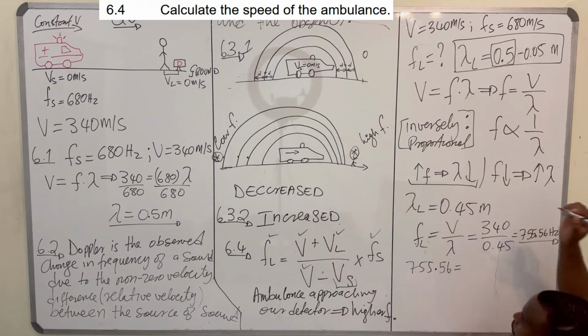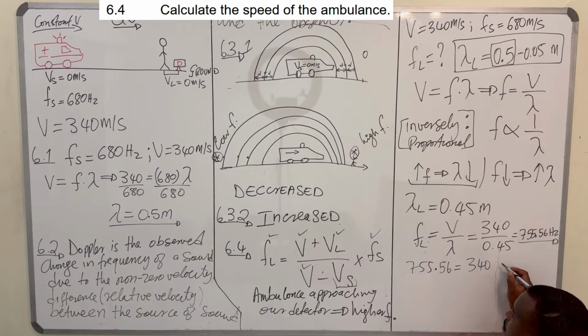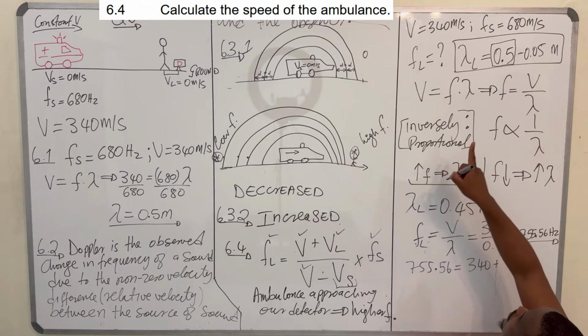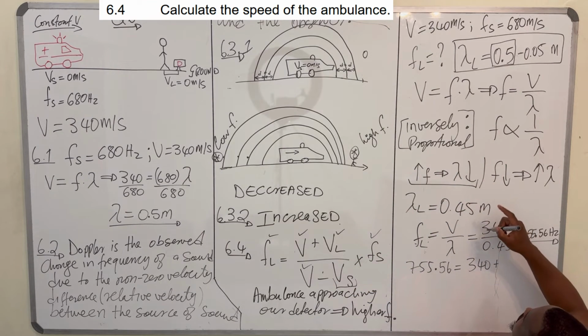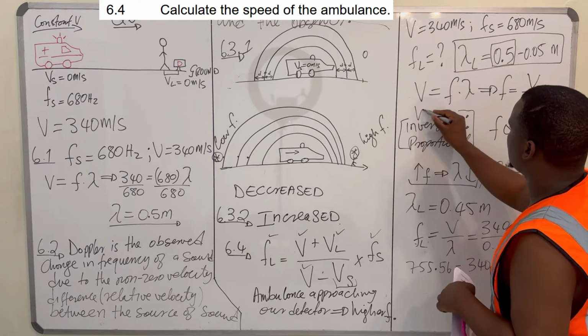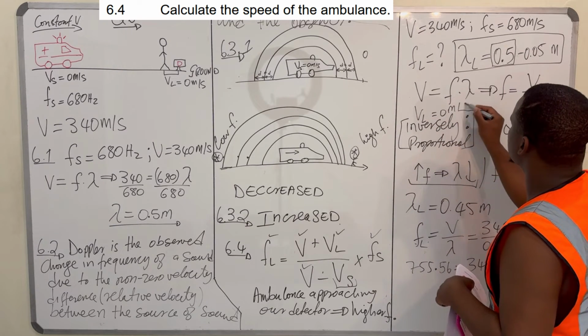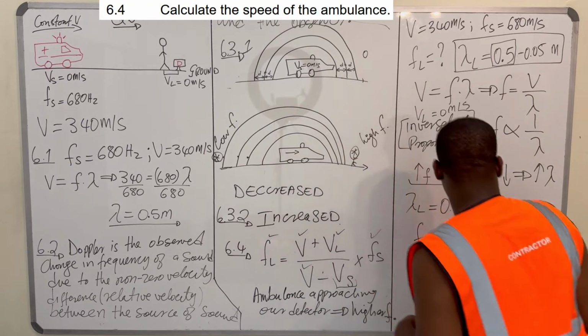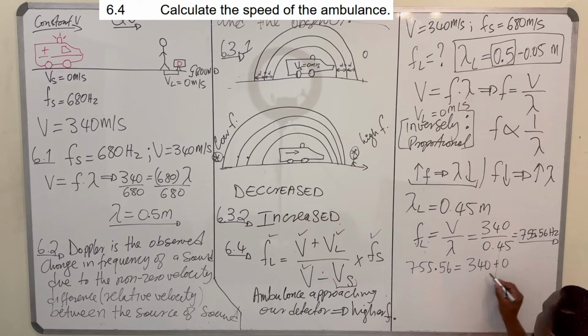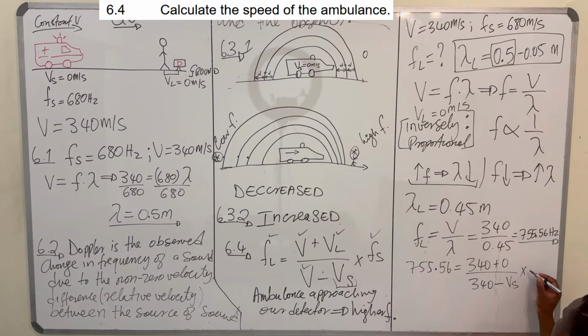Is equal to 340 plus the velocity of a listener, which is what? Stationary. So the velocity of a listener is 0 meters per second. So it is 0 meters per second over 340 minus the velocity of a source, which is what we're looking for, times the frequency of a source, which was 680 hertz. Then we're solving for this.